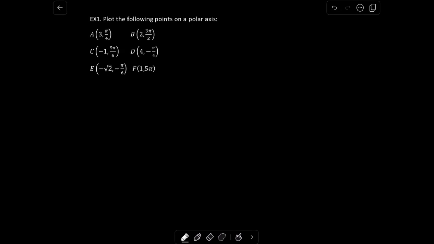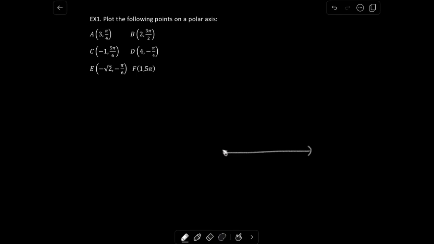All right, exercise 1. So I want you to plot the following points on a polar axis. If you want to try it on your own, you can pause the video now. Otherwise, I'd like to do this example with you since it's maybe the first time you're encountering it. So let's do this. Let us draw the polar axis. Here's the origin, and there's the polar axis.